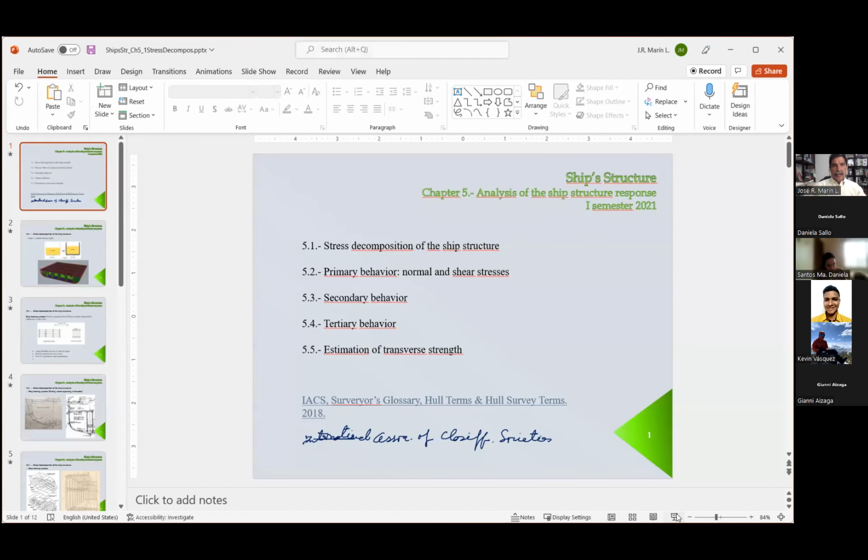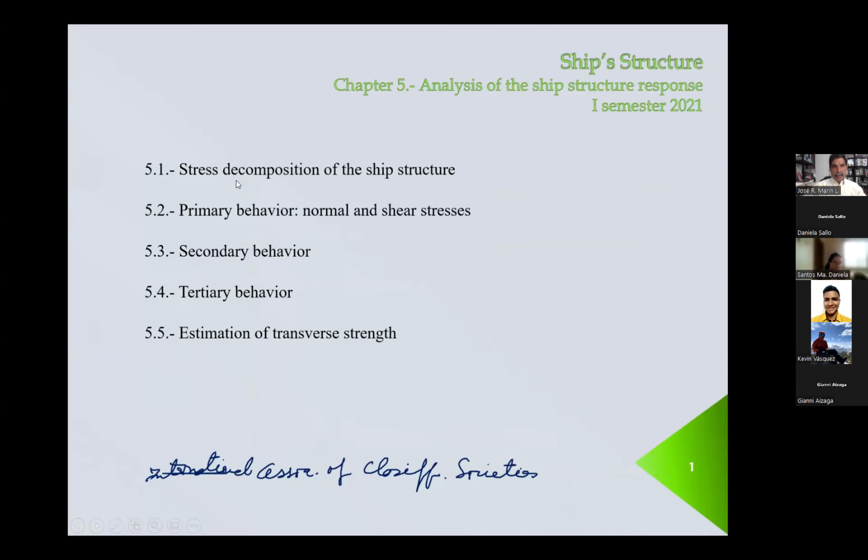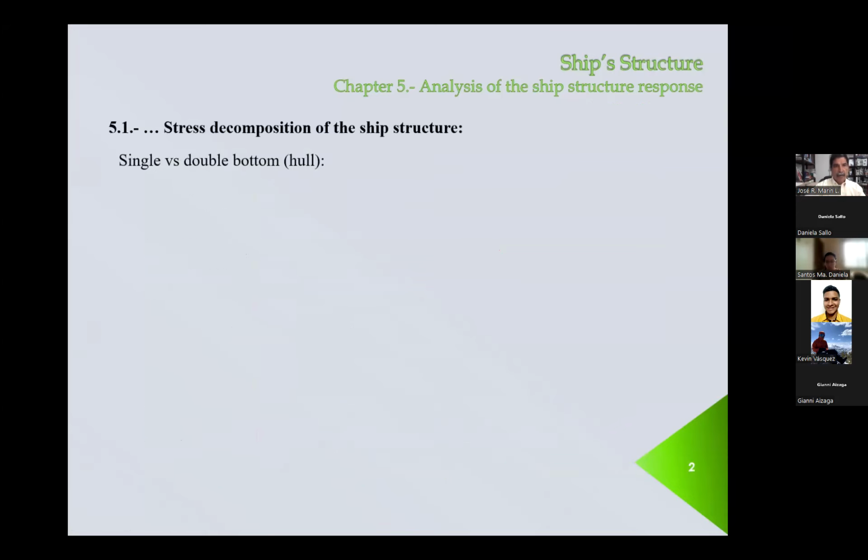Now in this session, I'm going to start talking about general things about the hull of a ship, the hull structure of a ship. That's the idea behind today's session. First, probably you have heard the terms single and double hull. What do we mean by that? This is what we mean.